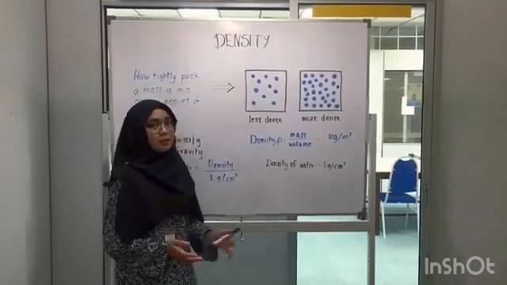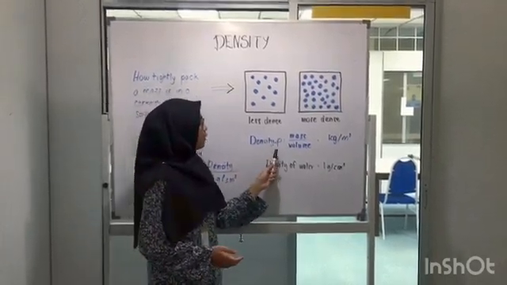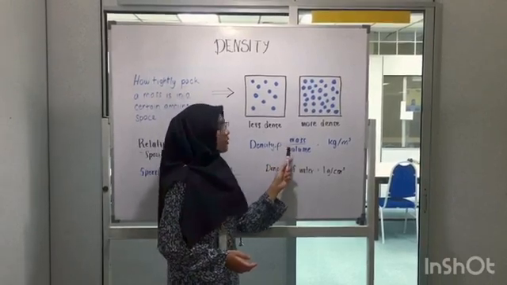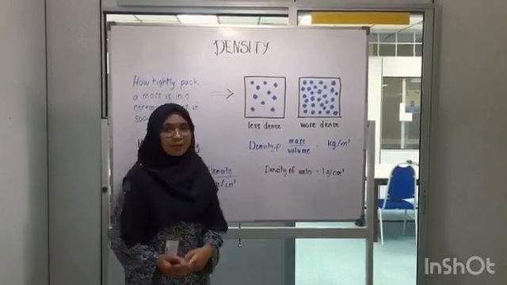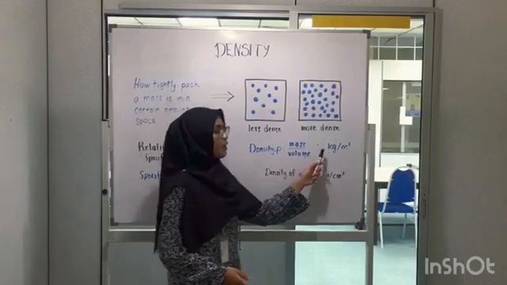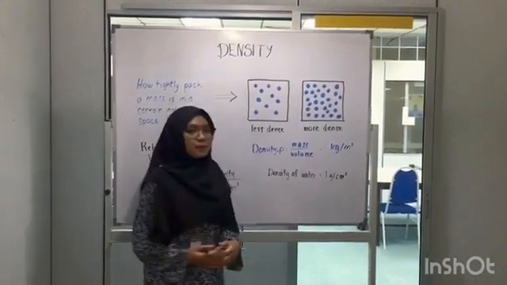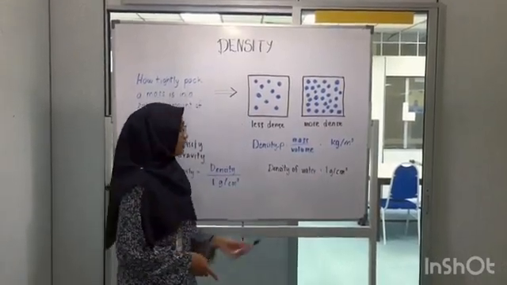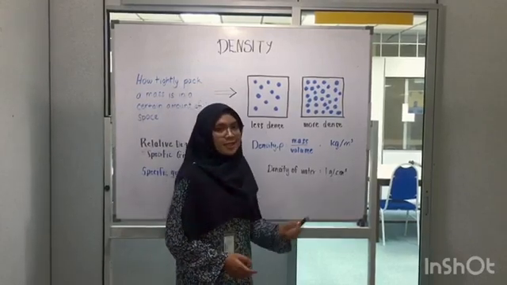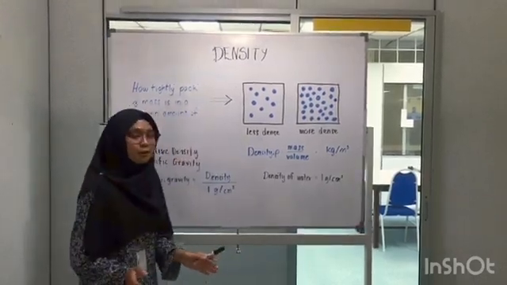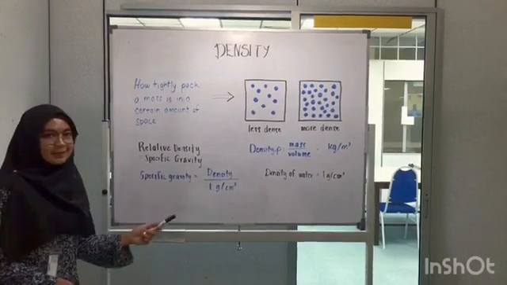The density can be measured by rho equal to mass over volume, and the SI unit for density is kilogram per meter cubed. As we all know, the density of water is equal to 1 gram per cm cubed. Now we move on to the relative density.